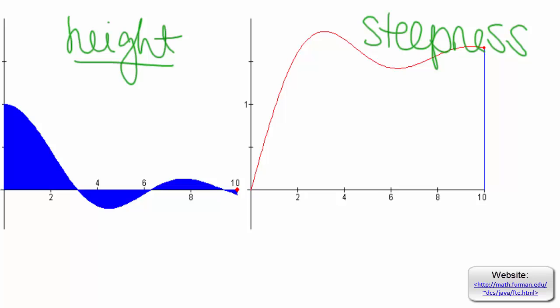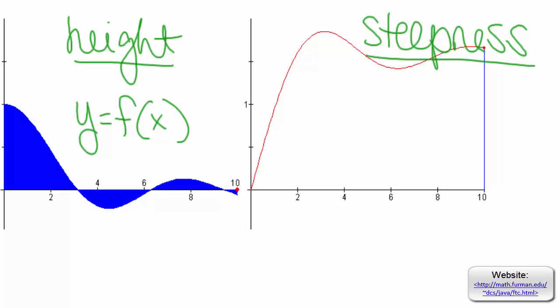The y value. Okay, so the height is y equals little f of x. What is steepness? That's the slope, okay. So it's the derivative? Yep. So this function is capital F, so capital F prime of x. So if we increase little f of x, we've increased capital F prime of x. If we decrease little f, we decrease capital F prime. Is this making some sense to you?